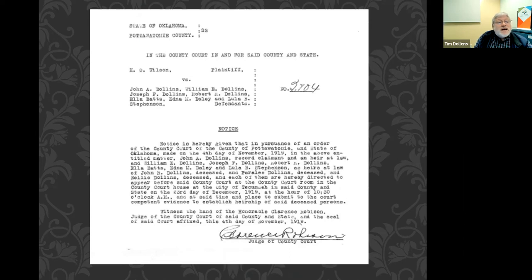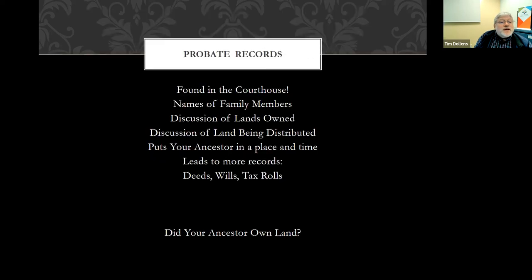But then you also know they died in Pottawatomie County, Oklahoma. So that's where the land is. So that's probably where their cemetery stones are. So that's where you'd look for an obituary or other records on this family. Probate records, again, you're gonna find them in the courthouse. They're gonna name family members. Land records are always discussed if they own land or property.